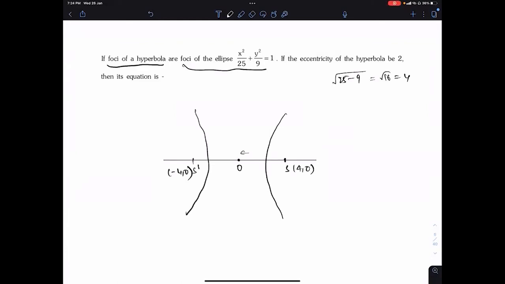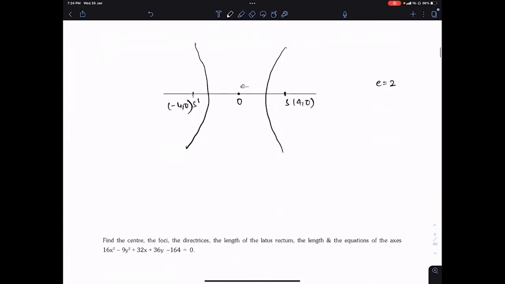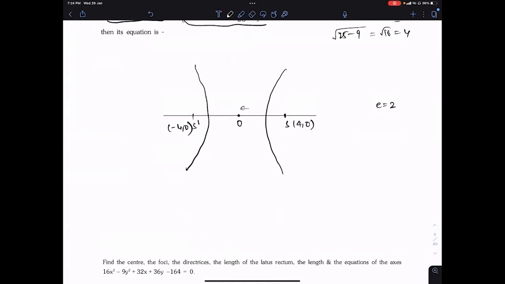The eccentricity of the hyperbola is 2. Then you have to write its equation. Now, to write the equation of the hyperbola, this is an opening right and left hyperbola. The equation will be x square by a square minus y square by b square equals 1.